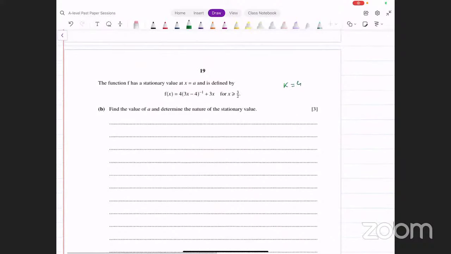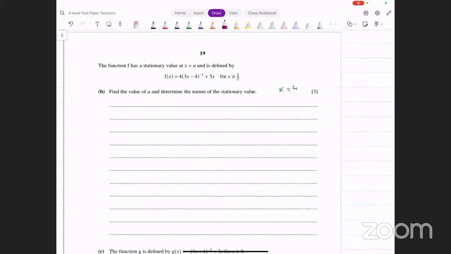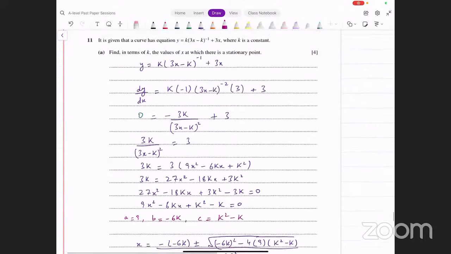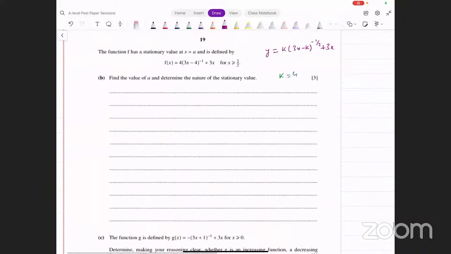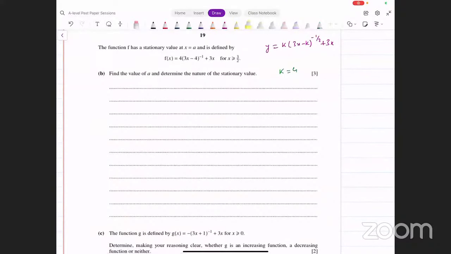Let me write that down here. The function we had above was k into 3x minus k whole raised to the power minus 1 over 2 plus 3x. This is what we were given there. So if you compare the two, k has simply been replaced by 4 here. So basically we don't need to redo all the working.